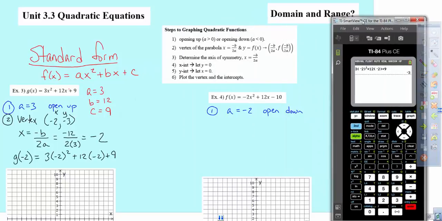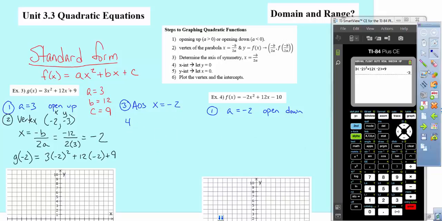After my vertex, number 3 is the axis of symmetry. For number 3, we're looking for our AOS, which is nothing more than the x portion of our vertex. So that's x equals negative 2.